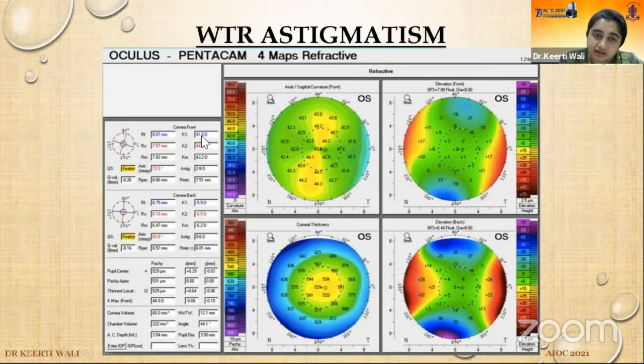And you can see the keratometric values are 41 and 44, which shows the astigmatism of 2.8. The thinnest location is 529 microns, which is within the normal range. Okay, so this is a normal cornea showing a with-the-rule astigmatism.